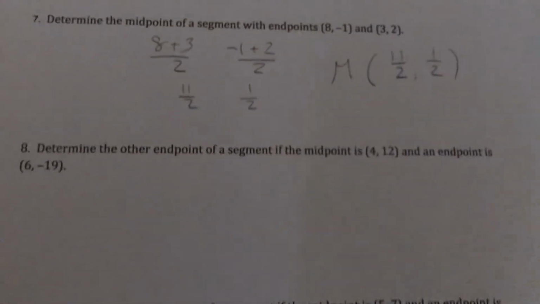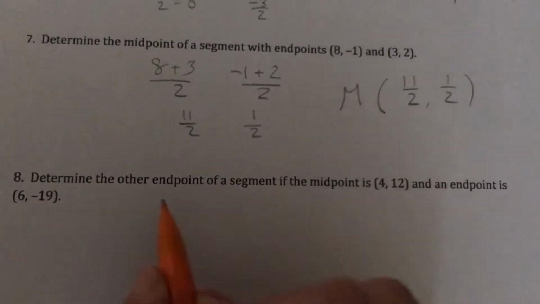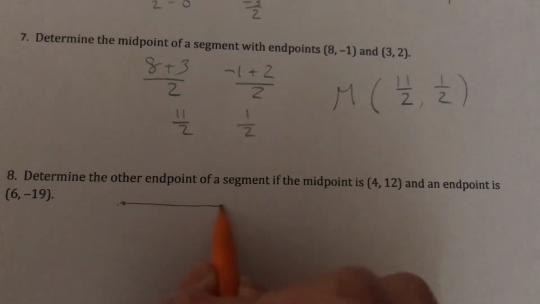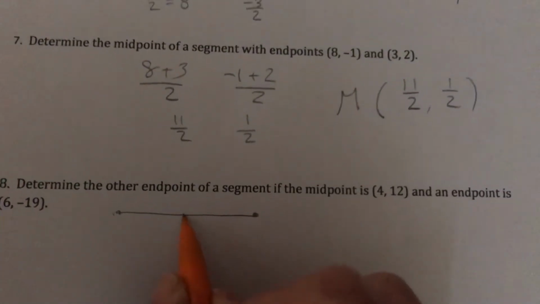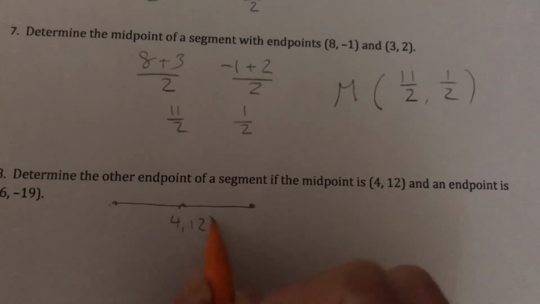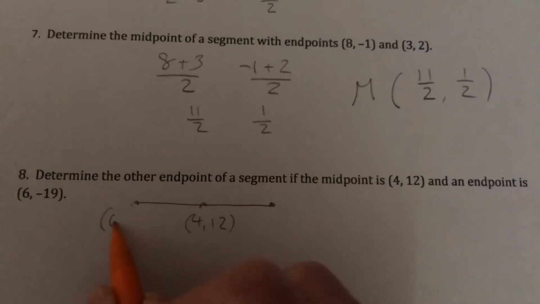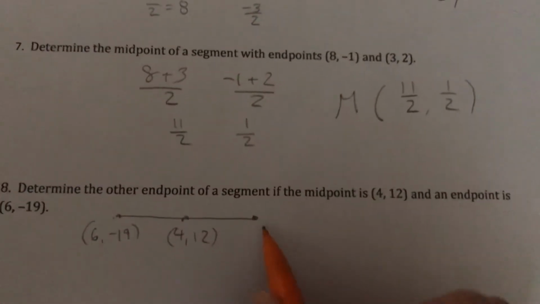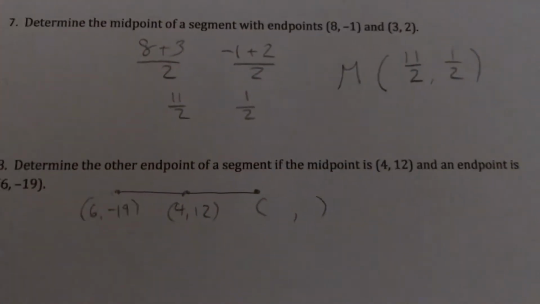The next part, we're given the midpoint, and we're given an endpoint. We want to find the second endpoint. So my midpoint is (4, 12). One endpoint is (6, -19). And I want to figure out what this other endpoint is. I'll show you two ways of doing it.